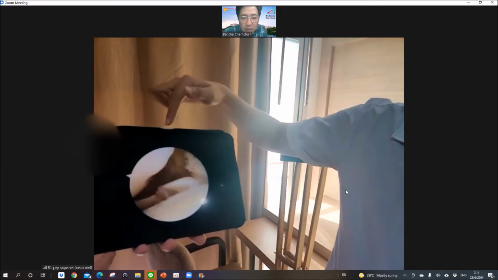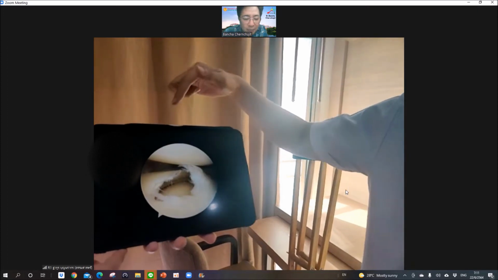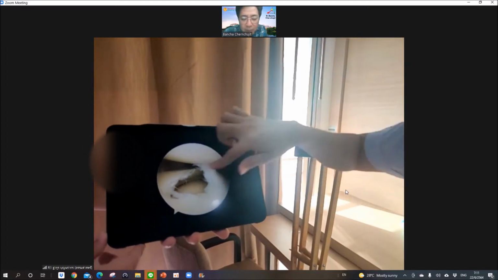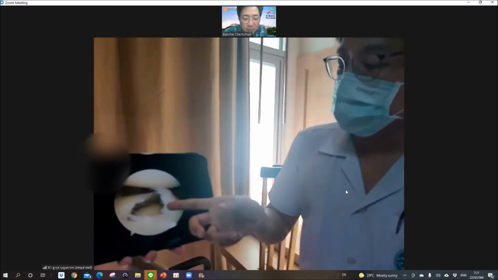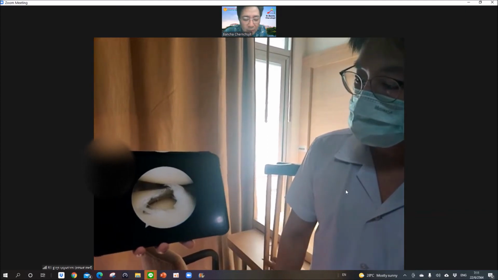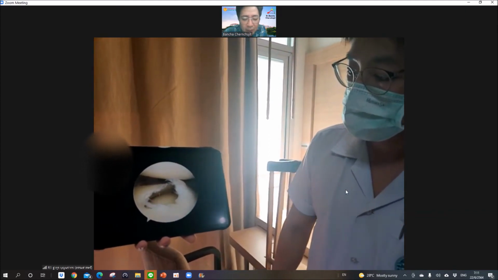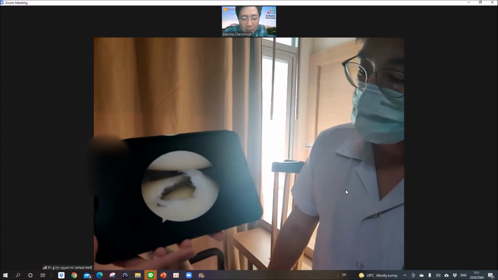Yeah, because of long-standing injury, you can see the cartilage damage. You see that? That is the unstable meniscus. Yes. Yeah, that one. This fragment locks the knee, you know, so it's unstable. This part I cannot fix, so we need to do partial meniscectomy, but very little.